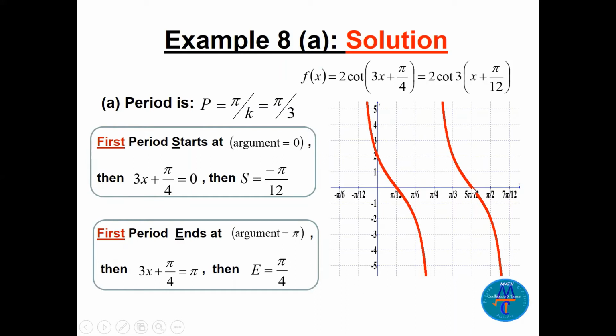How do you know the other period? Just add pi over 3. This is the end of the period here. Add another period. So pi over 4, add one period, plus pi over 3, it will be 7 pi over 12 there. You can add another period, another period, another period.